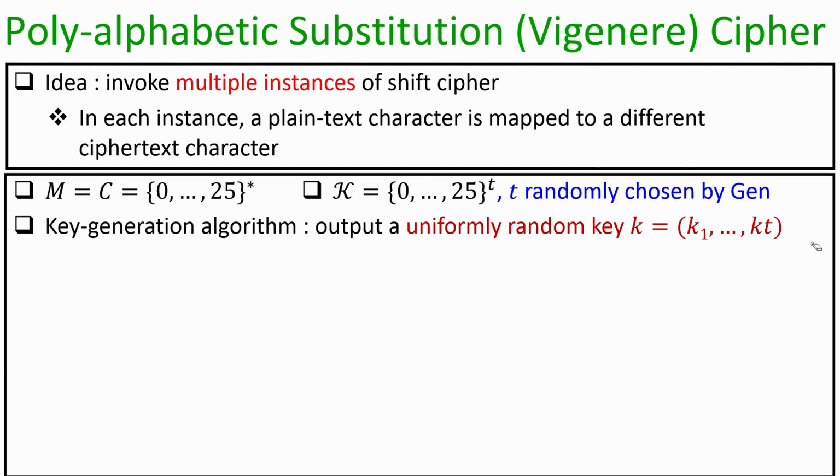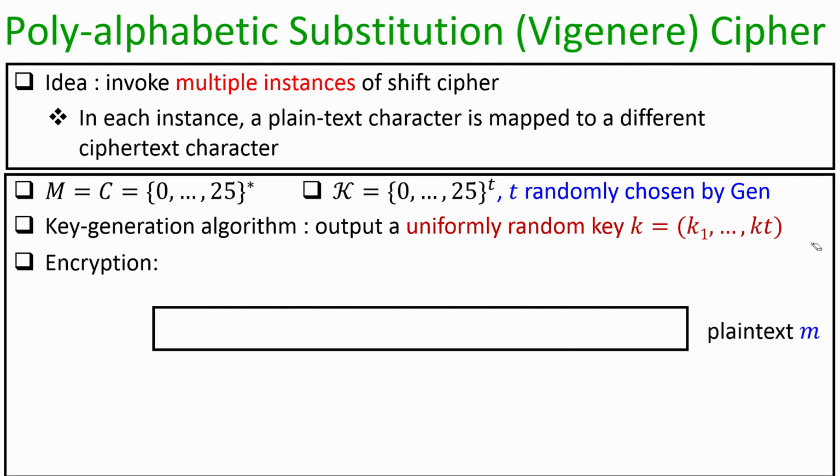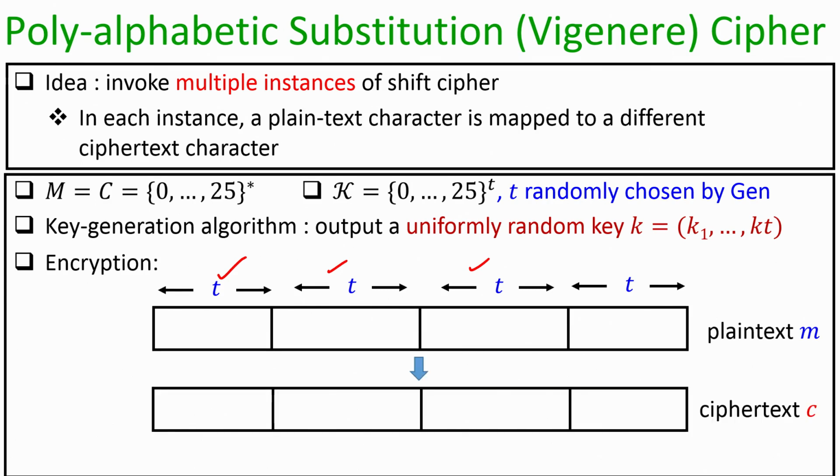That is the key generation algorithm, and the encryption algorithm happens as follows. Imagine the sender has a plain text. What the sender is going to do is divide its plain text into blocks of t, t, t. It might be the case that the plain text is not actually a multiple of t, so it might be possible that the last block is not of size t, but for simplicity assume that the last block is also of size t. Once the message is divided into blocks of size t, the idea here is to encrypt each of the blocks using the key by running an instance of shift cipher.